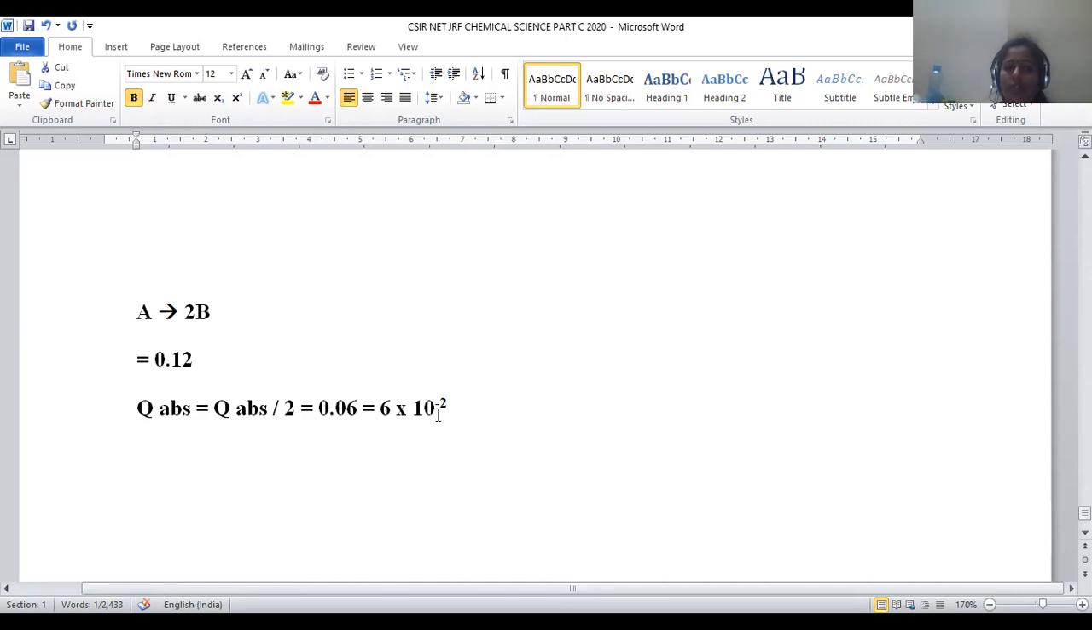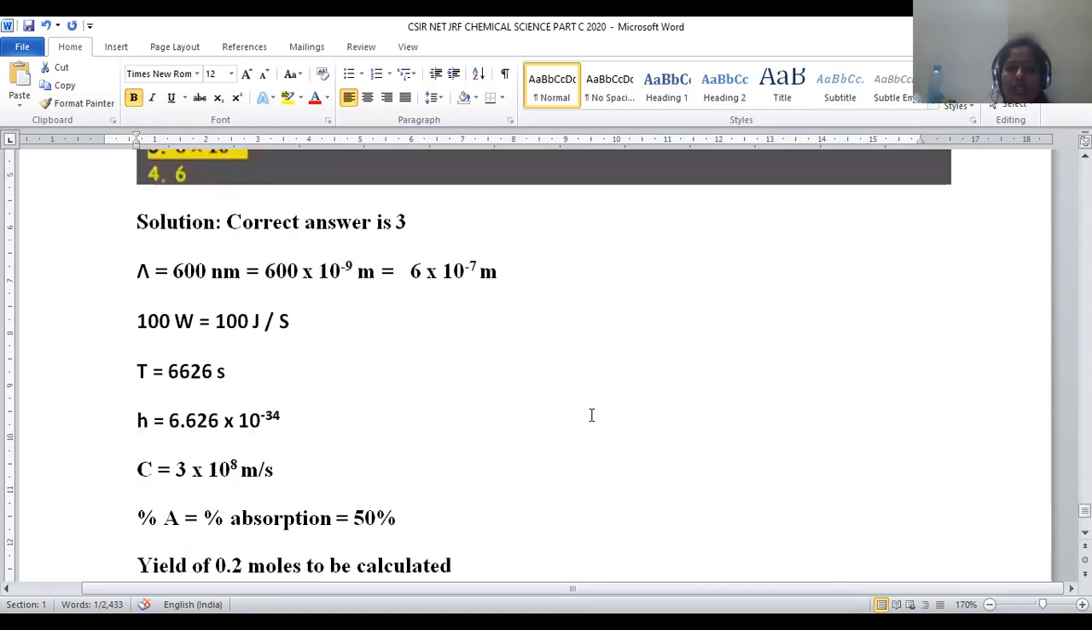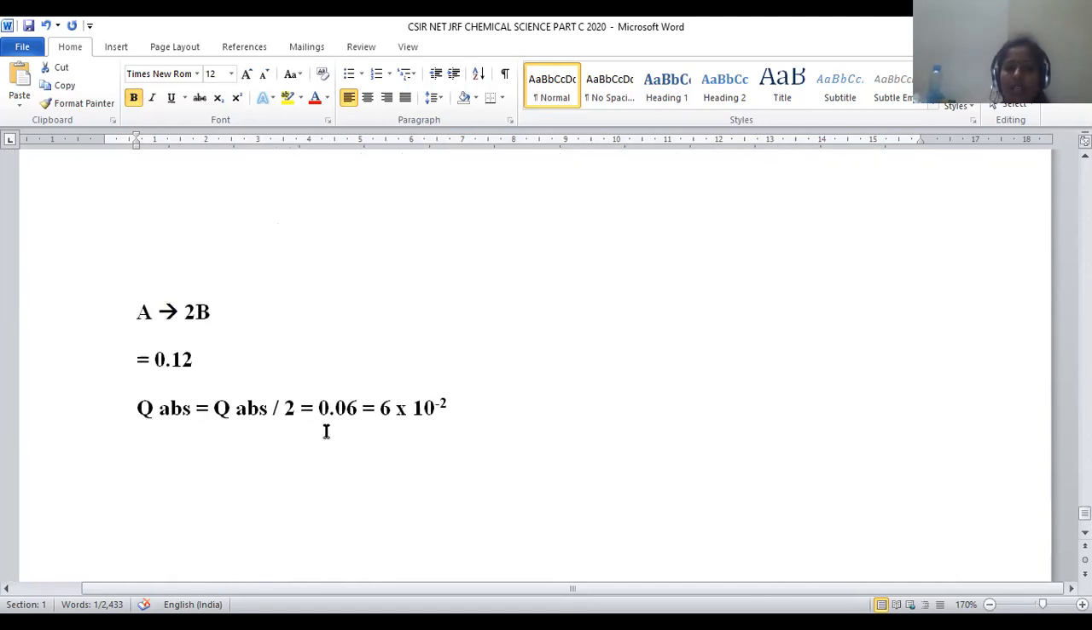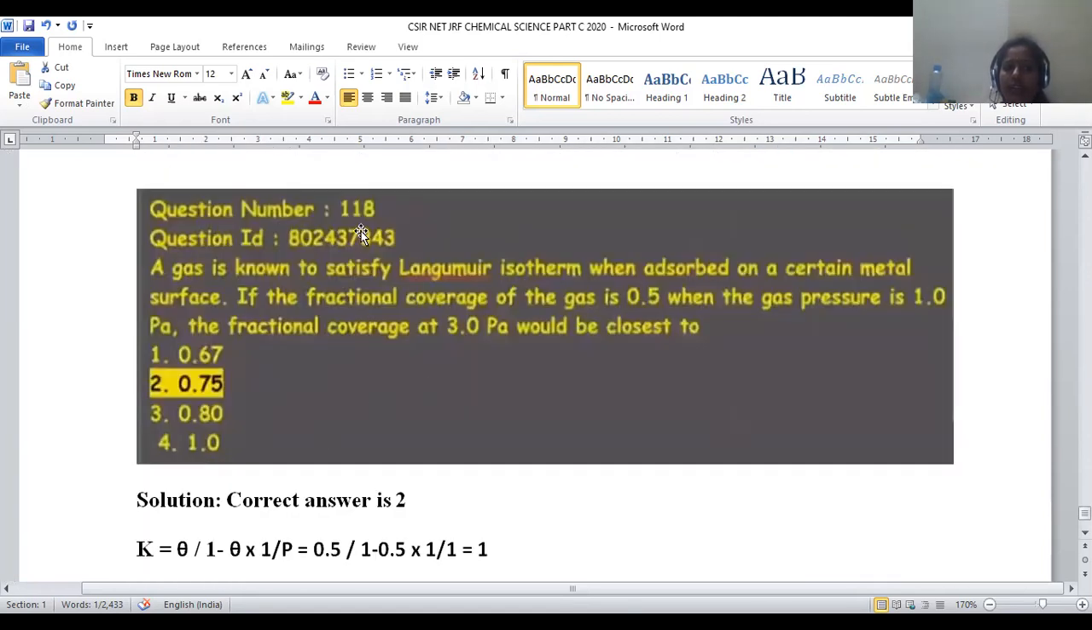0.06 can be represented as 6 into 10 to the power minus 2. Right? So 6 into 10 to the power minus 2. Option number 3 will be the right answer. This is about the quantum yield of the product. So for question number 117, option number 3 will be the right answer. Let us move on to question number 118.